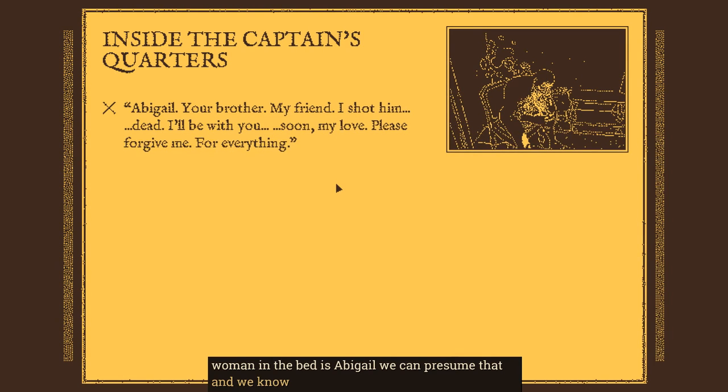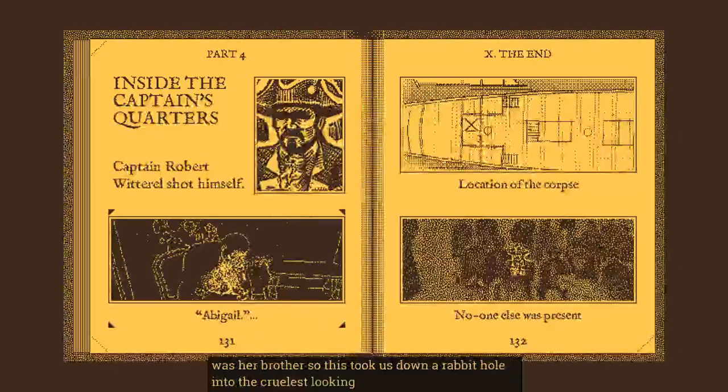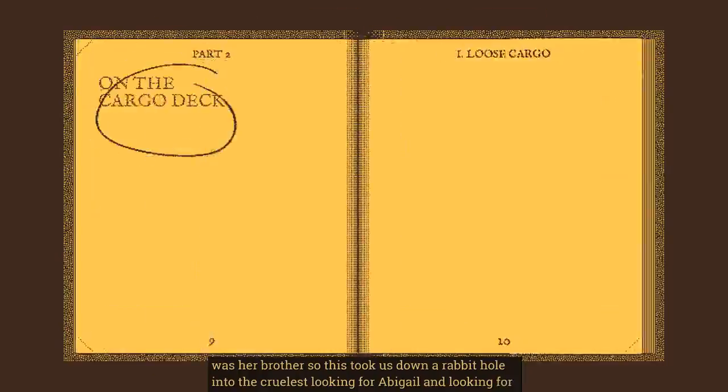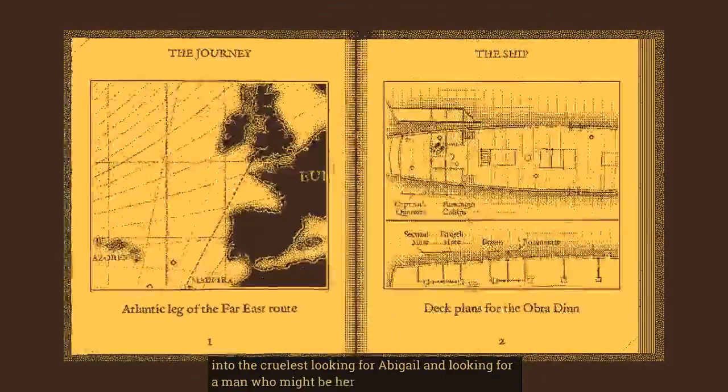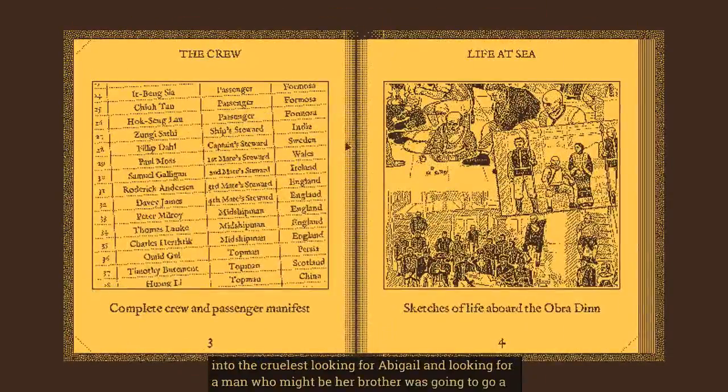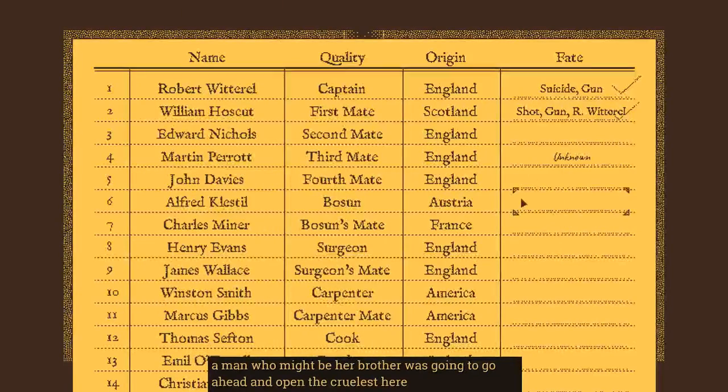And we know that somebody that the captain shot was her brother. So this took us down a rabbit hole into the crew list, looking for Abigail and looking for a man who might be her brother. I'm just going to go ahead and open the crew list here.